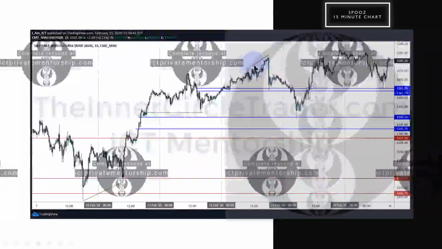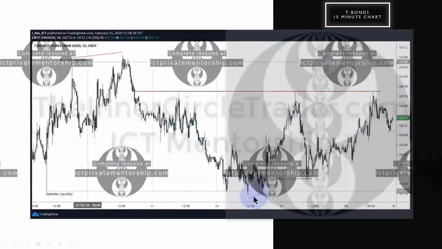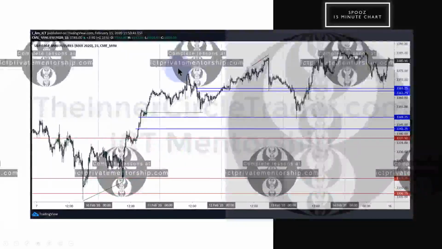Rallies, higher highs here. So that means there should have been lower lows on the bond market. Well, let's see what happened there. No, a higher low after running sell side liquidity on the previous Friday low. So this market is in consolidation. This is how you trade it. And again, S&P, same thing. We had a nice run on Monday, but we've basically been consolidating since.